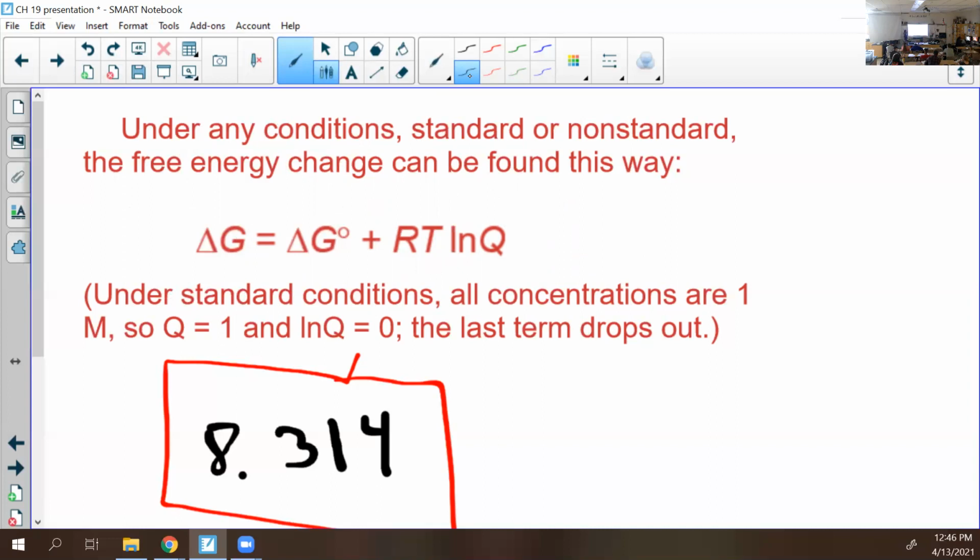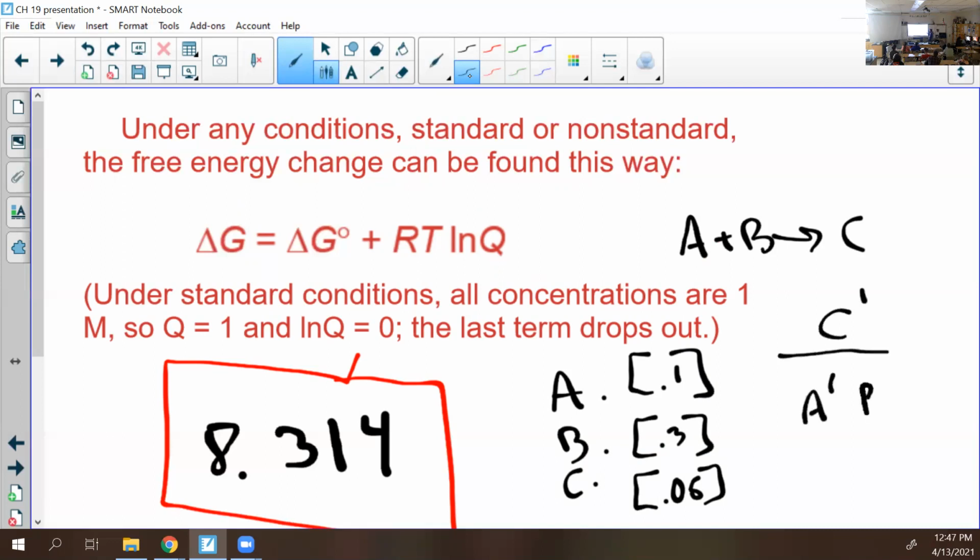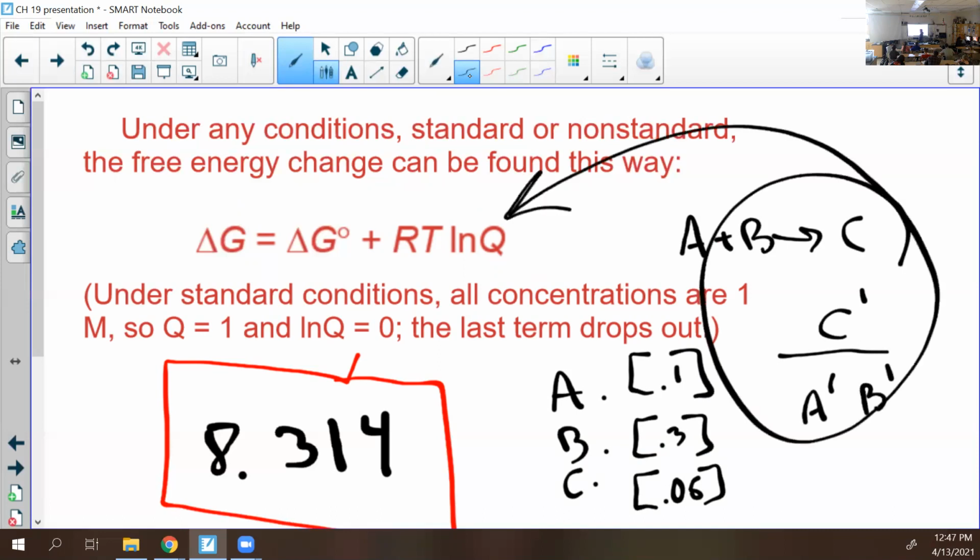Q is the equilibrium expression. Like you're plugged in, it will say, hey, you have A, B, and C, and their concentrations at a specific time are 0.1, 0.3, and 0.05. So you'd have an equation, A plus B goes to C. So your equilibrium expression would be C raised to the first, which we don't usually type, A1, B1, and you plug those in. And that would be Q.